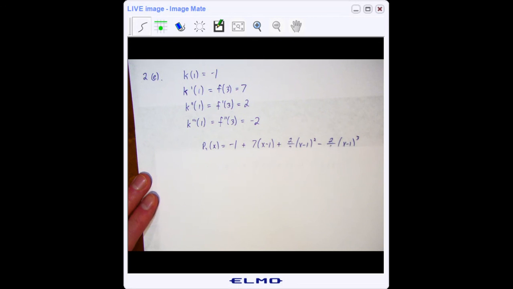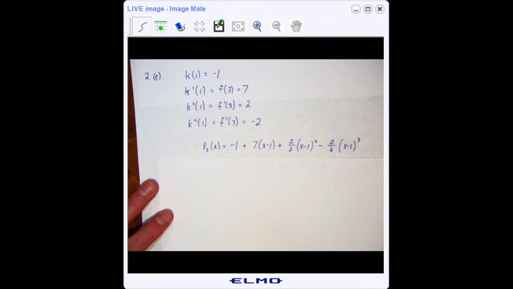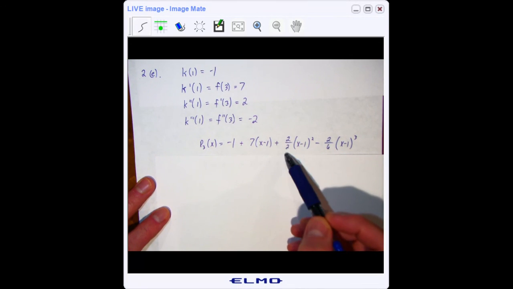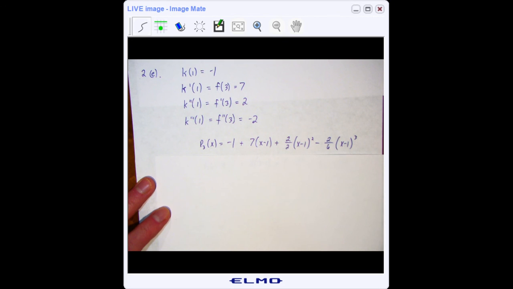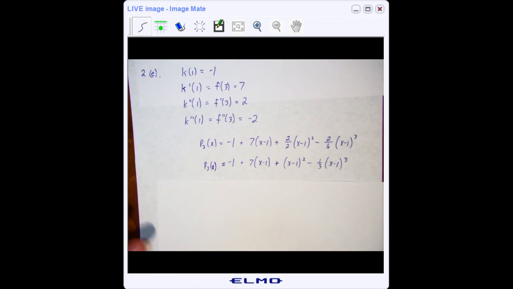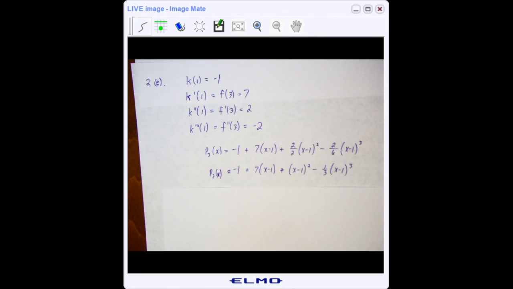Then just plug into your Taylor polynomial. Remember, the second derivative is over 2 factorial and the third derivative is over 3 factorial. If you simplify, you don't have to, but 2 over 2 is 1, and 2 over 6 is 1/3. And there you go, there's your third order Taylor polynomial about 1. So again, that shouldn't be too bad. Definitely make sure you know your Taylor polynomial formulas, because we've seen that on almost every one of these free response sets, and I'm guessing that will probably show up somewhere on yours, as something from the series chapter.